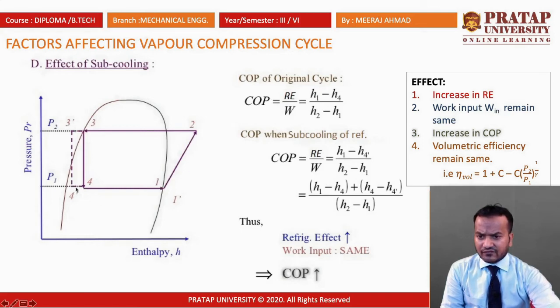You can see that the refrigerant effect should be increased and the work input should be the same. So the COP should be increased. So in subcooling, the refrigerant effect should be increased and the work input should be the same. You can see the figure, and the COP of the VC cycle should be increased, and the pressure ratio should be the same. You can say that the volumetric efficiency should be the same.